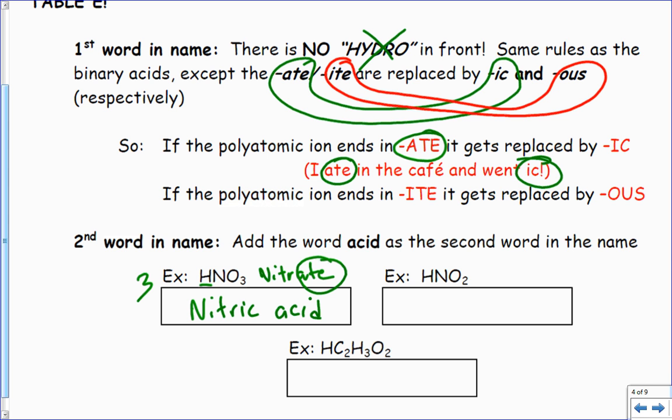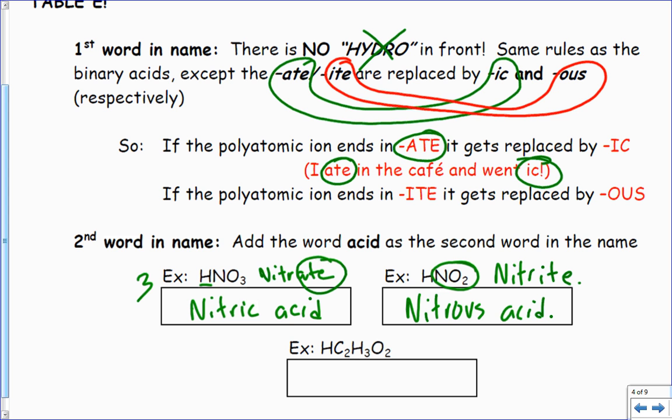So I know it's an acid. In this case, again, I see 3, so I'm going to lose the hydro. NO2 is nitrite. So this becomes nitrous acid.